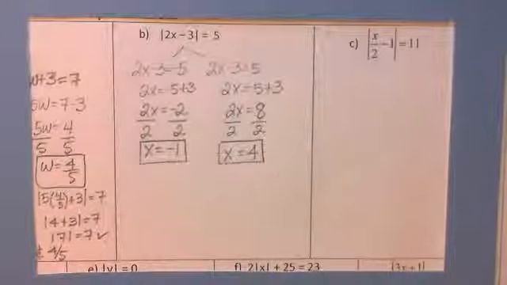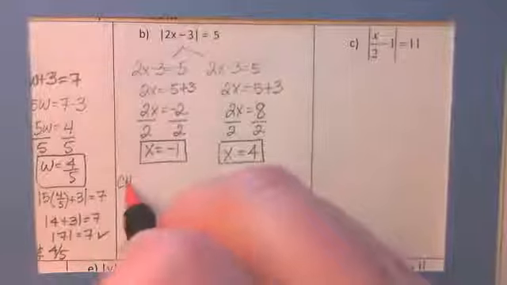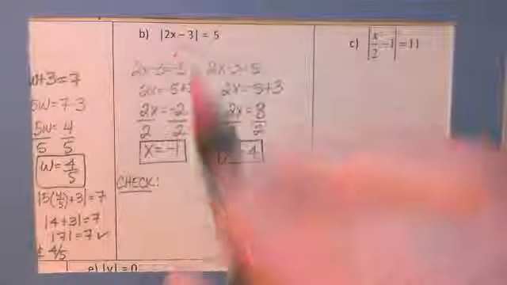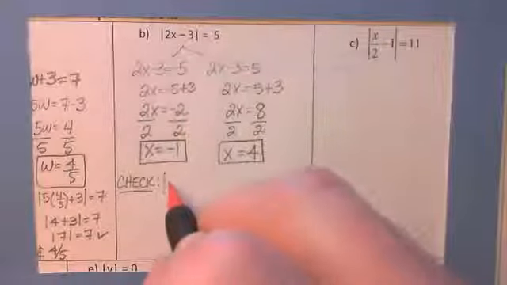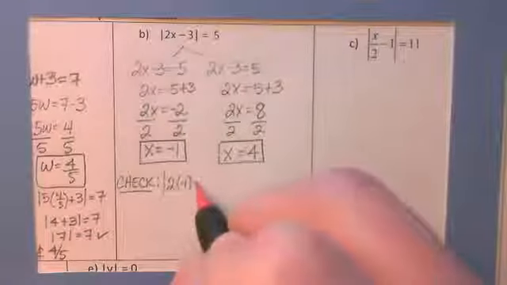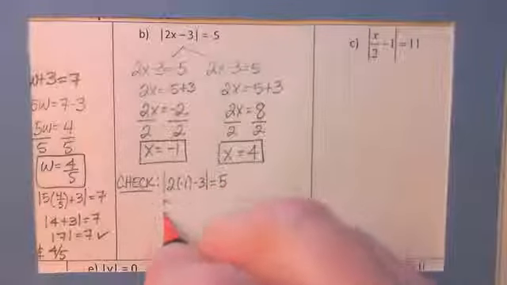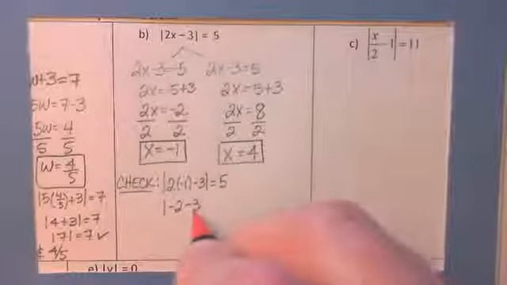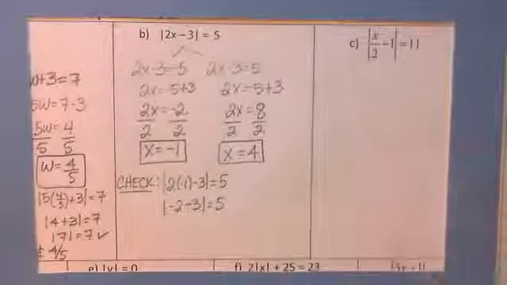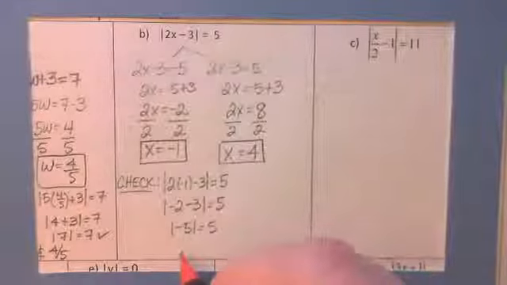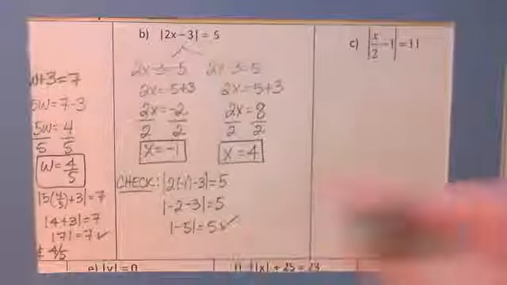Alright, so now we're going to check. We start where we split it, so it would be 2 times negative 1 minus 3. And the question is, is it equal to 5? So this would be negative 2 minus 3, so the absolute value of negative 5 equals 5. And is this true? Yes, it is.